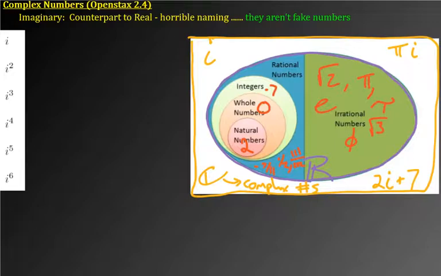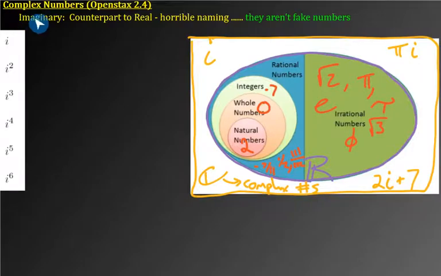So the number sets really are split up into real numbers and complex numbers. There is also something called transcendental numbers, and there are some other weird things out there, but we don't really need to talk about those in this class. And I have this line right here.